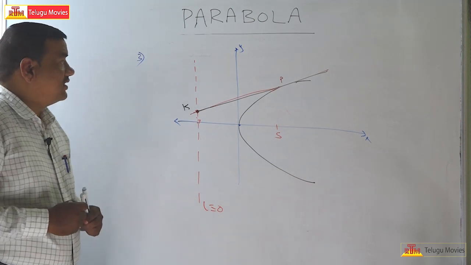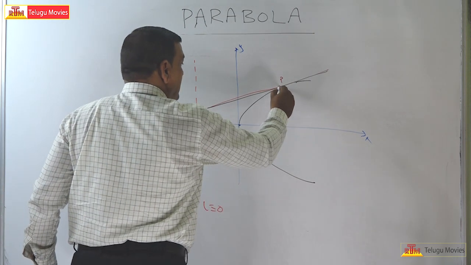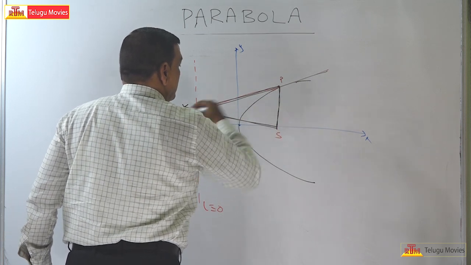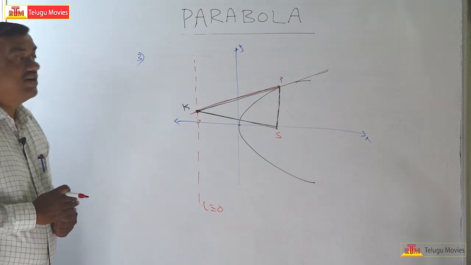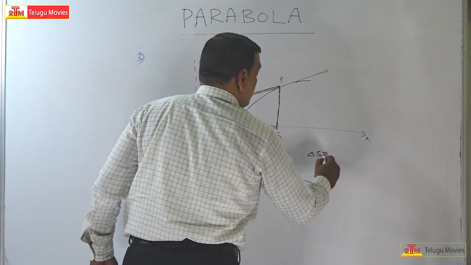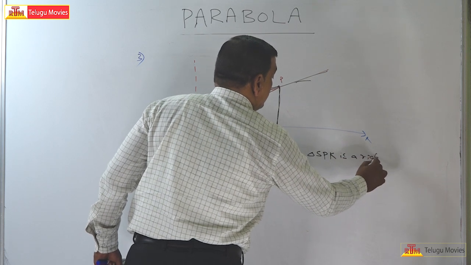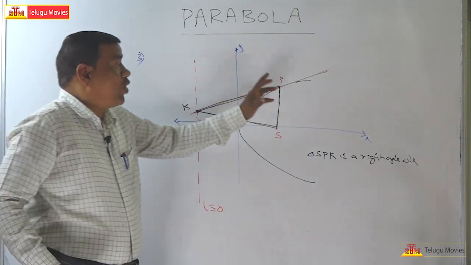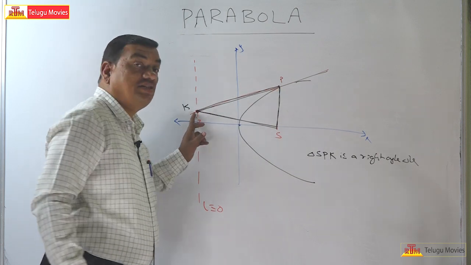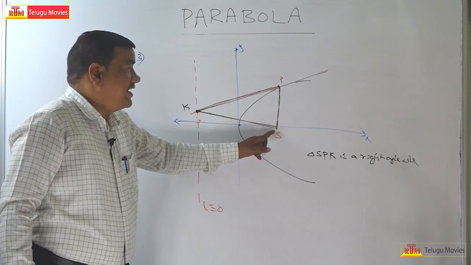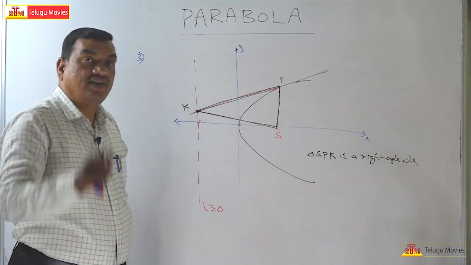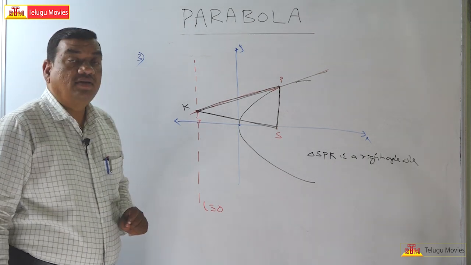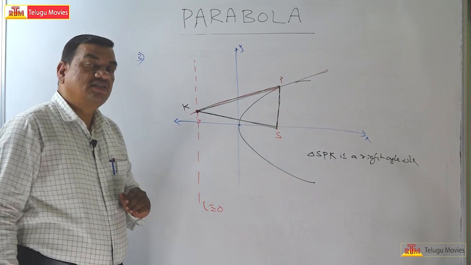If you join S, P, K, there is a triangle. It is a right angled triangle. SPK is a right angled triangle. That means a tangent at any point P on the parabola, let it meet the directrix at K, then join S and P and S and K, then the triangle is a right angled triangle. I hope that you understand this property. Let us see one more property.